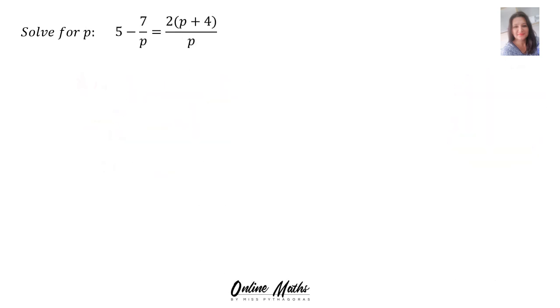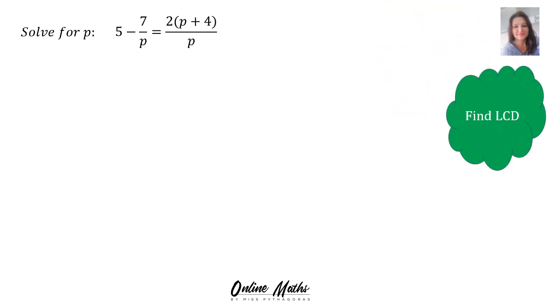Solve for p, and then I give you an equation. Now you will find that under the line there's a variable. So again, as the denominator, we will find the LCD, and the LCD in this case is p. Then you also find a restriction when there's a variable under the line, and the restriction is that p cannot be equal to 0. That is, anything you find as the denominator cannot be equal to 0.